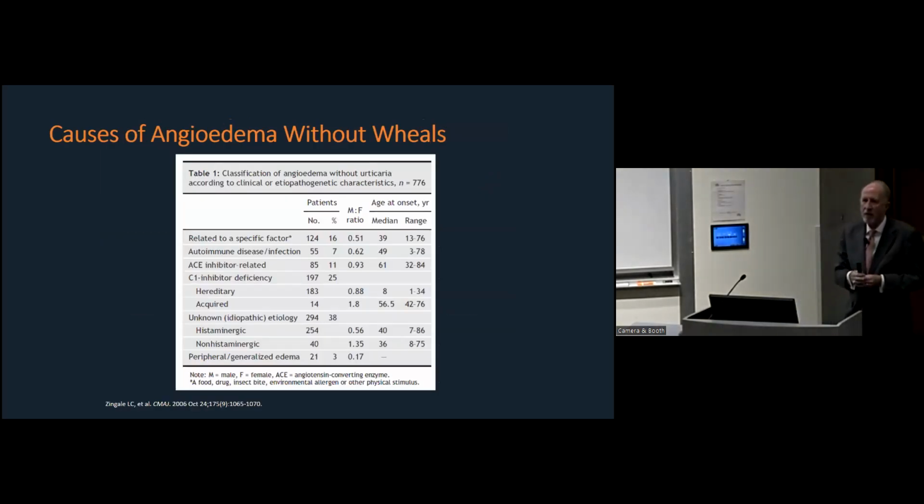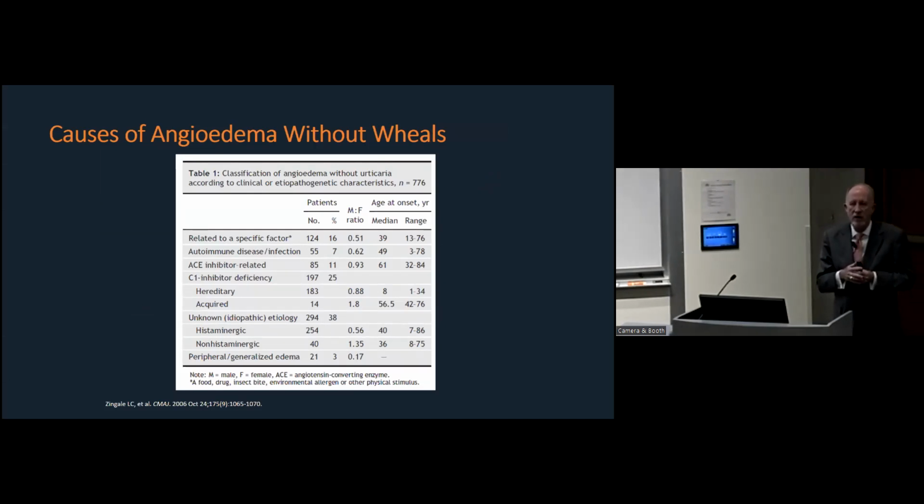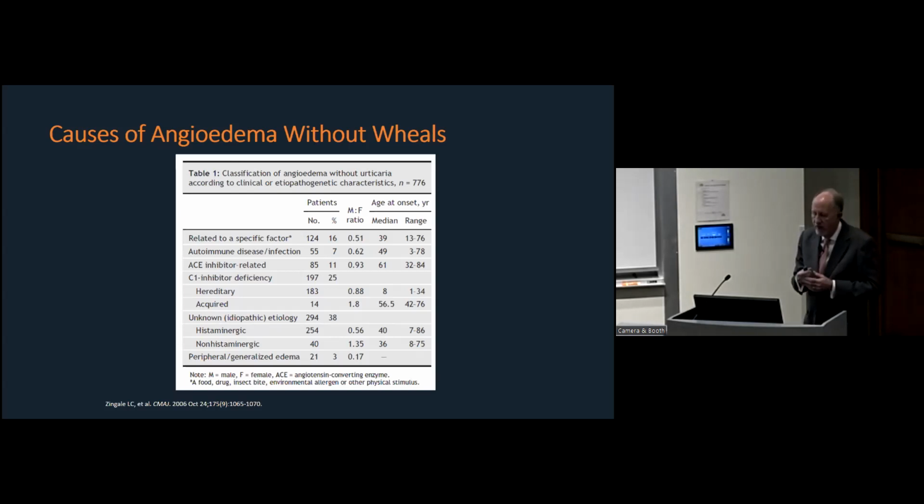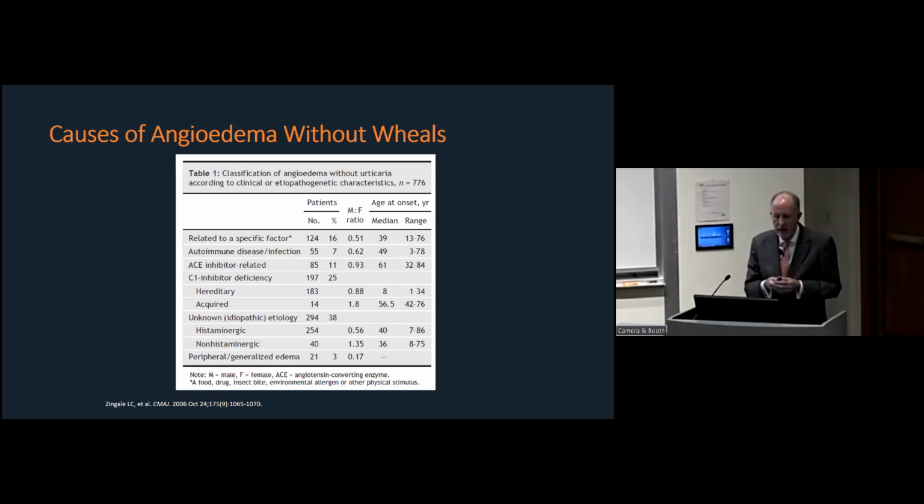Now, how common is this? This is a series of, I think, 770 some odd patients from Marco Cicardi's group in Milan. It was a tertiary or even a fourth level referral center for urticaria and angioedema in Italy. They looked at patients who had been through the system and presented with angioedema without hives, without wheals. They found a group, maybe 20% of them, that had a specific factor they could find. Some patients were even still on ACE inhibitors, even though they were being referred for angioedema. Others had autoimmune disease or infections.